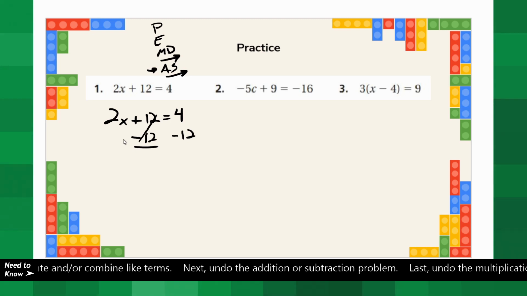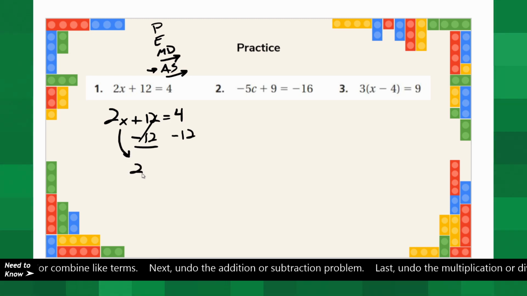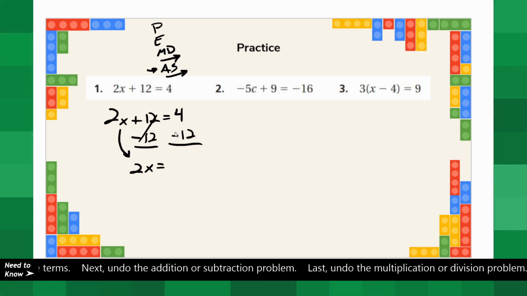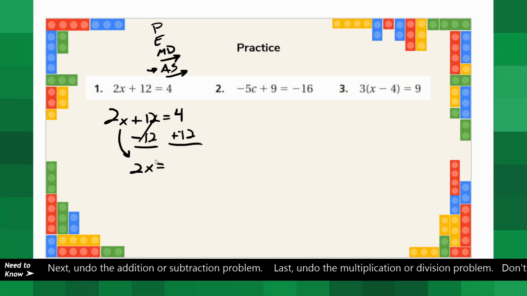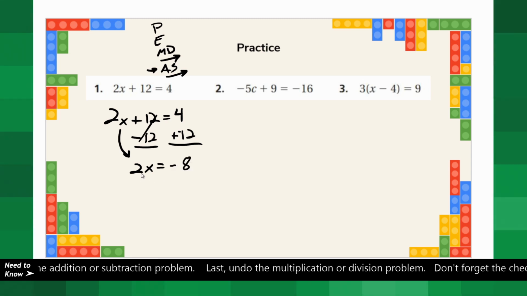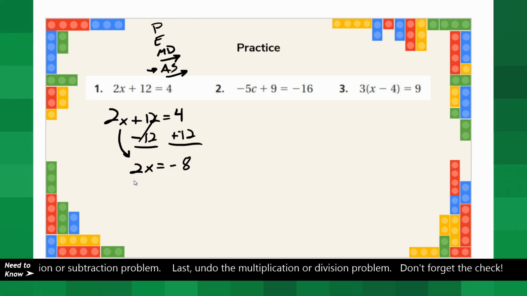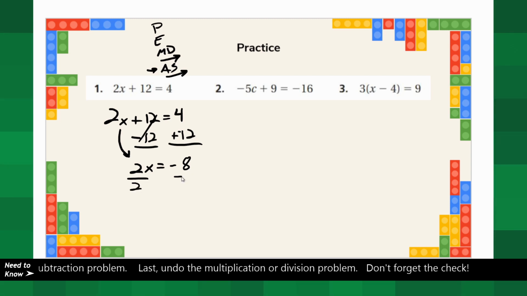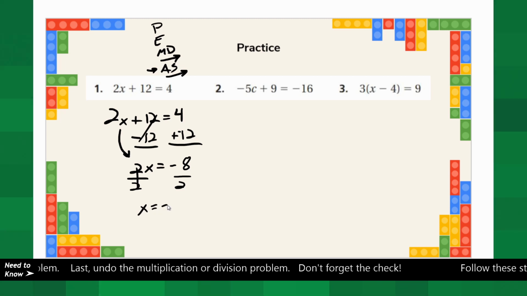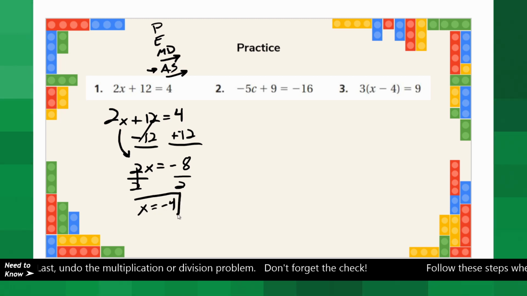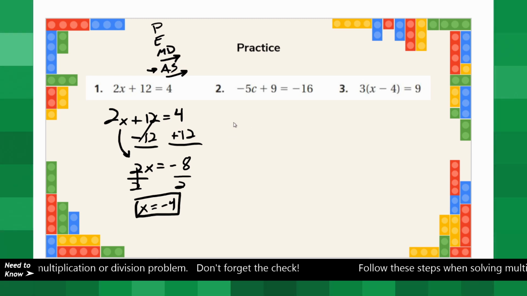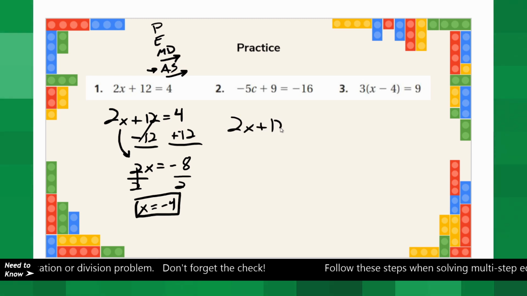Well, this cancels out. I bring down the 2x, and here I have a 4 minus 12, which remember is the same thing as 4 plus negative 12. So that's going to be a negative 8. So now I have 2x equals negative 8. My next step is to divide both sides by 2. This cancels out, and I get x equals negative 4. So there's my solution.